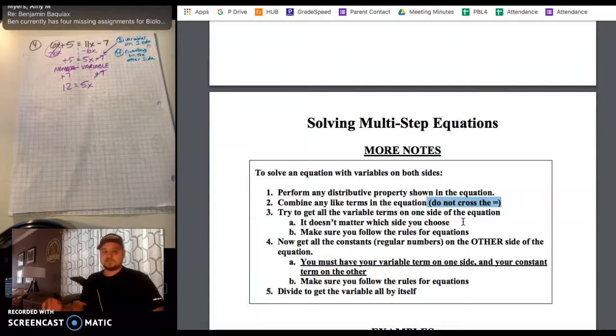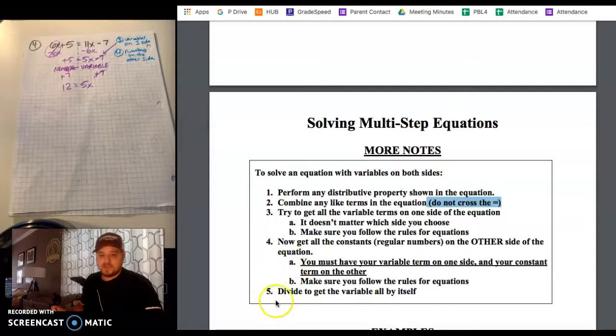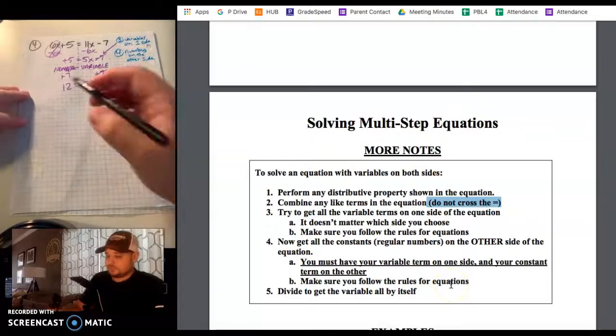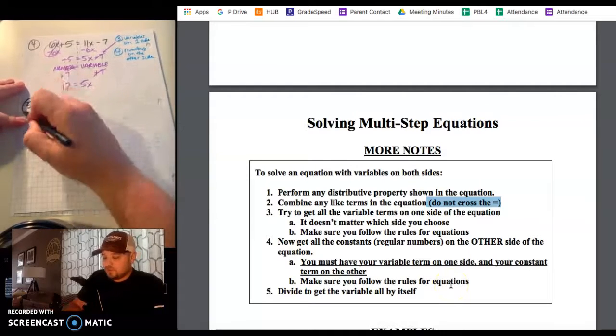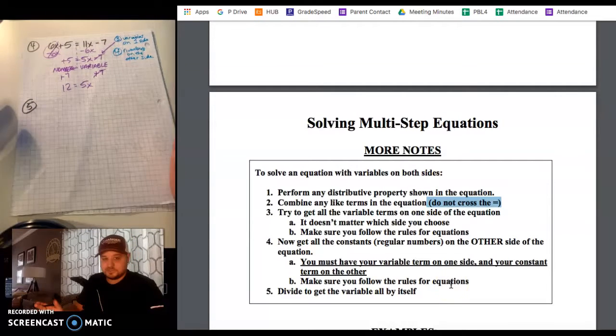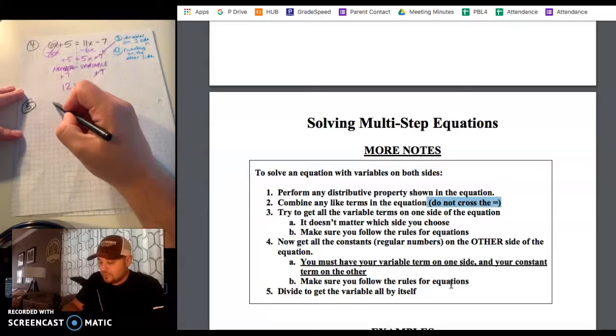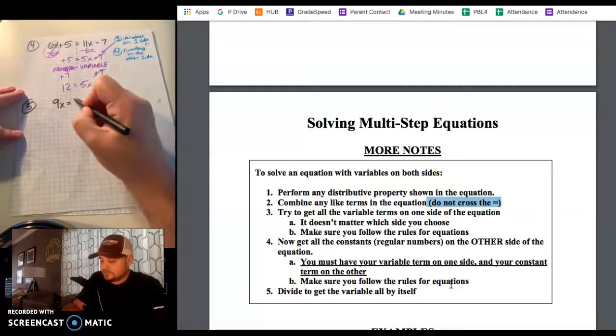So step 5, speaking of which, if you take a look right here, it says step 5 is to divide to get the variable all by itself. Step 5, get the variable all by itself. And usually we divide to do that, right? So here's an example of that. So maybe you're working out a problem and you see that you've got like 9x equals 72.